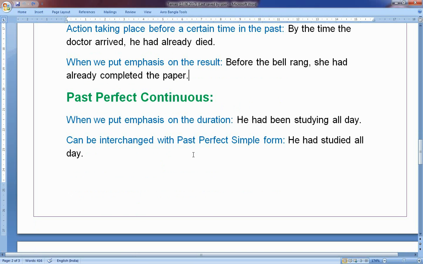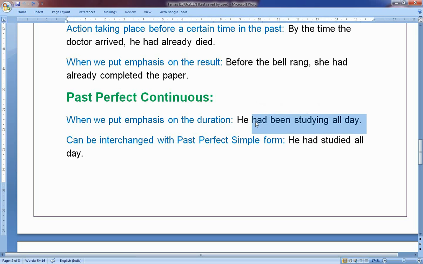Moving on now to the last portion, which is the past perfect continuous. The past perfect continuous is used to emphasize the duration of an action. Example: he had been studying all day, which means in this case we are focusing on the time, that is studying all day.